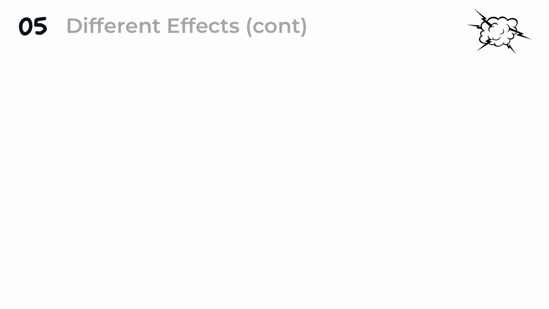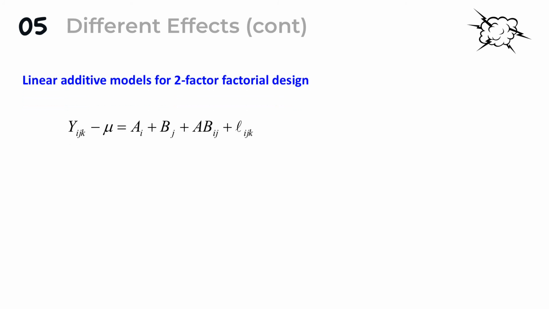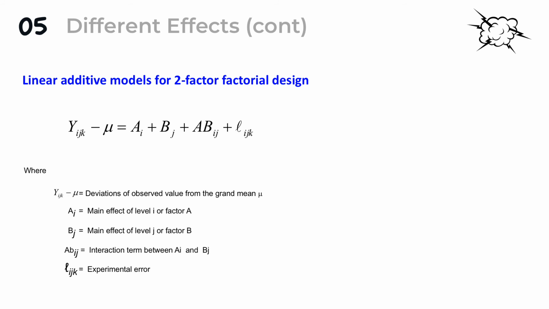Factorial design can also be presented in terms of an equation. This is an example of a model for two-factor factorial design. So what are the things that need to be incorporated into the model? You can see here the equation includes the main effect of factor A, the main effect of factor B, and also the interaction effect of the two factors.